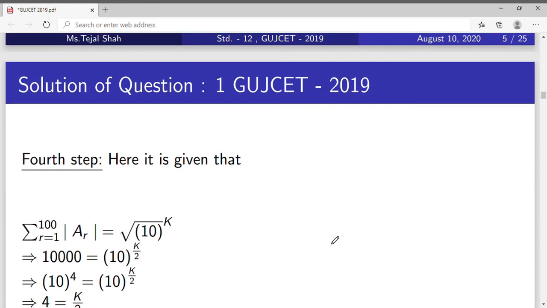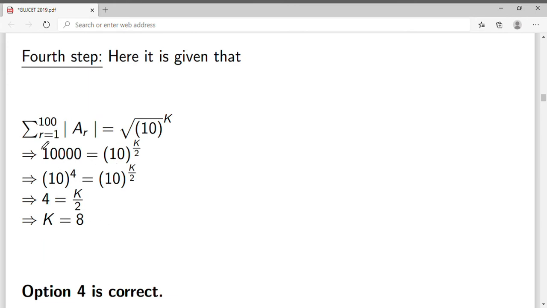Now this condition is given to us: the summation of r from 1 to 100 of determinant of A_r is equal to the kth root of 10. Earlier we found this value, so replace it: 10,000 is equal to 10 raised to 1 by k. Now convert it into base 10, so it becomes 10 raised to 4 is equal to 10 raised to k by 2. Now the base is the same, so the powers are also the same. So we get 4 is equal to k by 2, so k equals 8. So option 4 is the correct option.